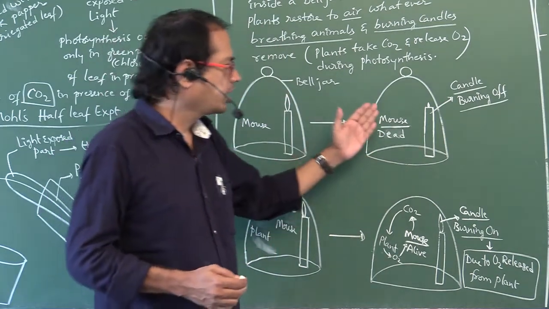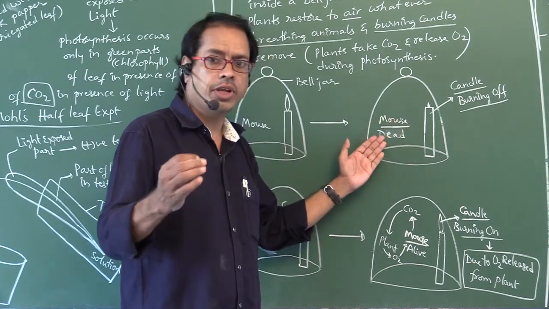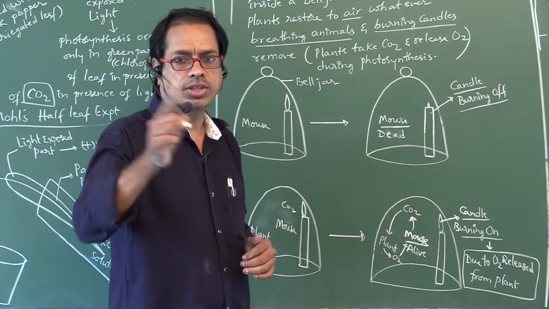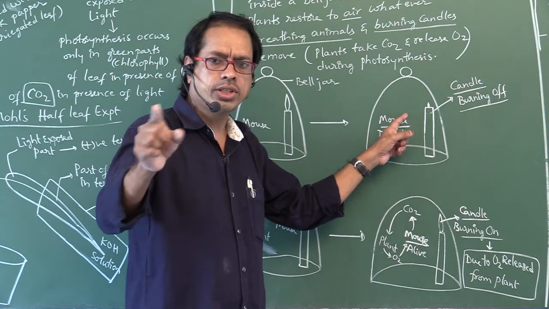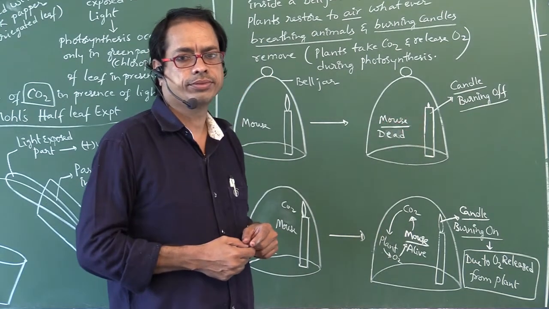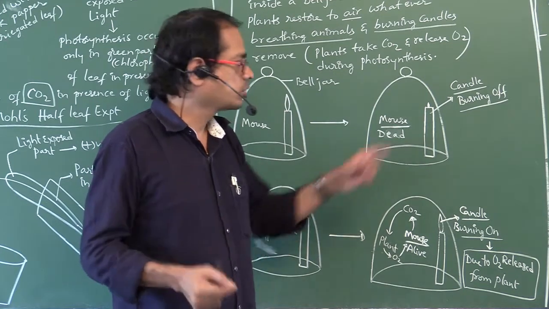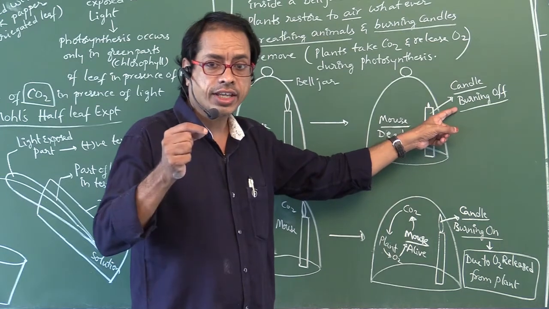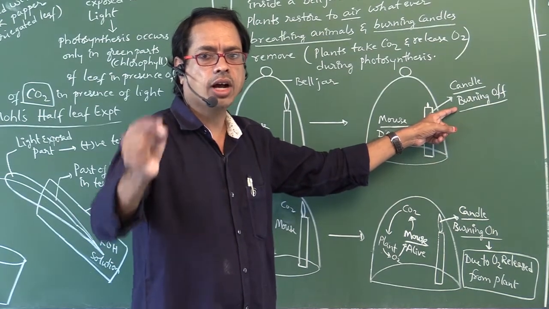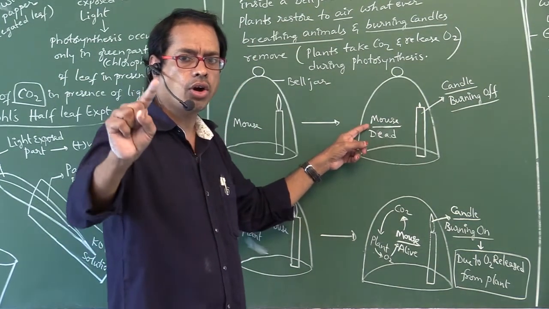So that means the candle burned off and the mouse died due to suffocation, due to lack of oxygen. If there is no oxygen, the burning candle goes off. Off is also called extinguished. So the burning candle was extinguished due to lack of oxygen. The mouse also died due to lack of oxygen.